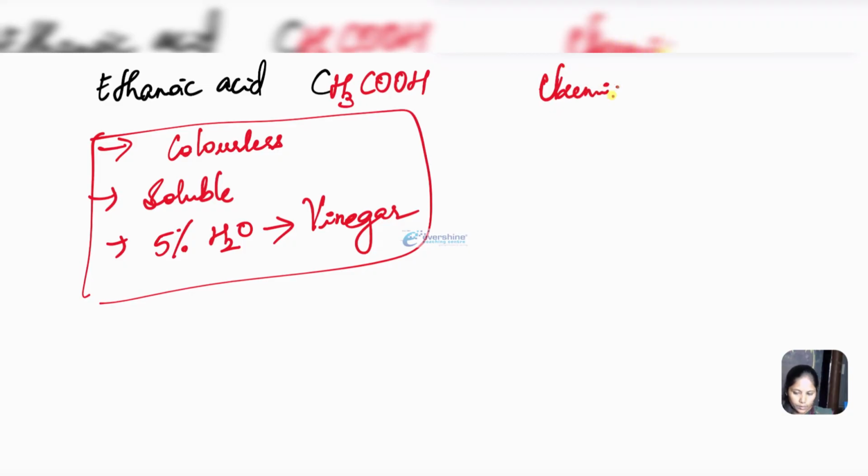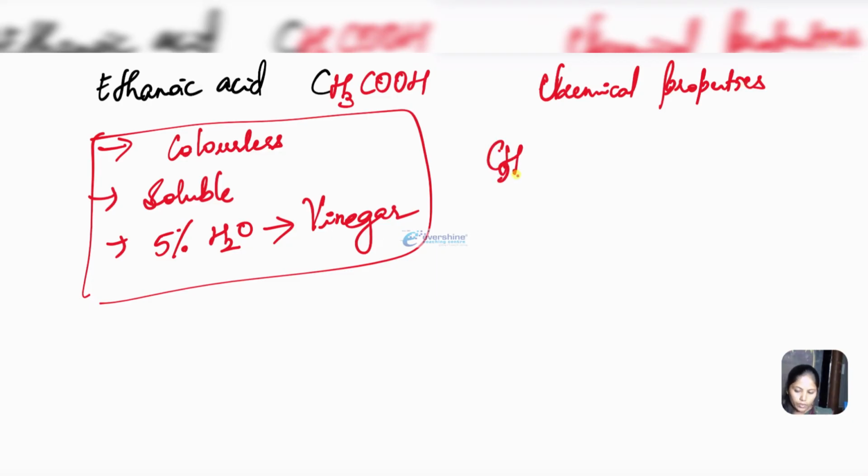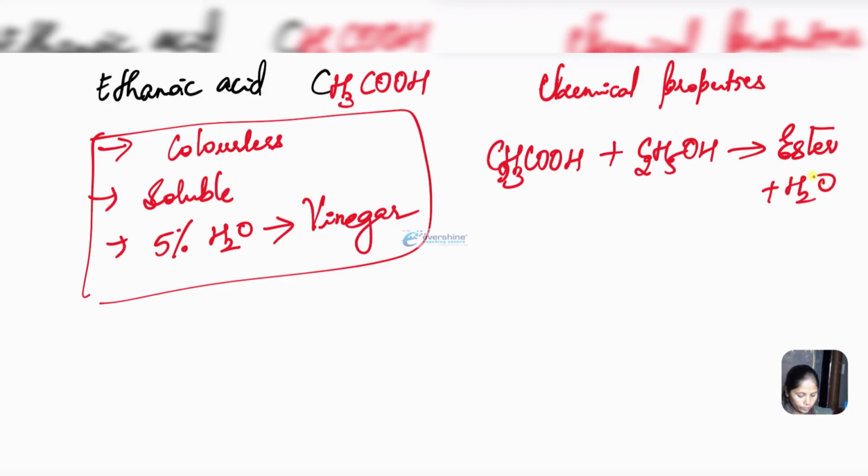Chemical properties of ethanoic acid: when you take ethanoic acid and mix it with alcohol, it will form a sweet smelling compound, ester, and water. This is called esterification reaction. Esterification reaction means ethanoic acid reacts with alcohol and forms ester. Ester is having the functional group COOH.